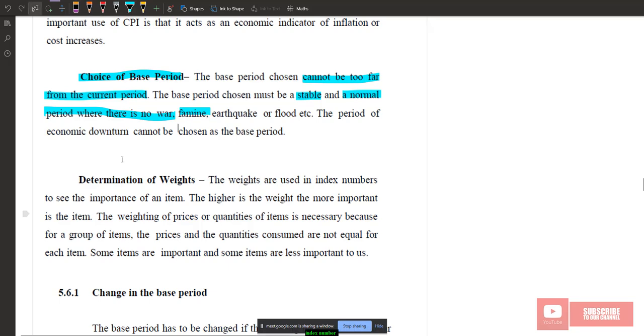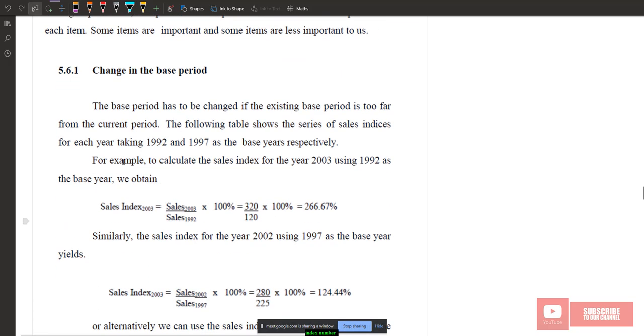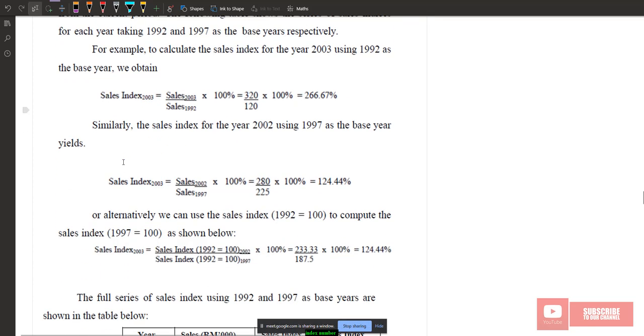This is the important thing that you need to understand. The determination of weights used in an index number shows the importance of an item. The higher the weight, the more important the item. As for the change in base period, we will look at that later.